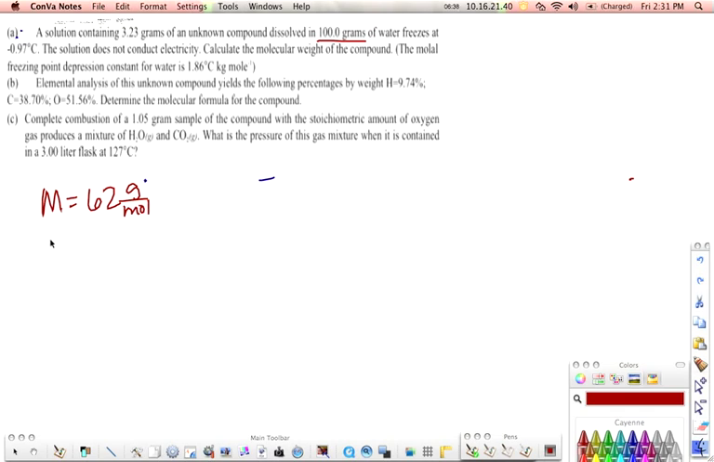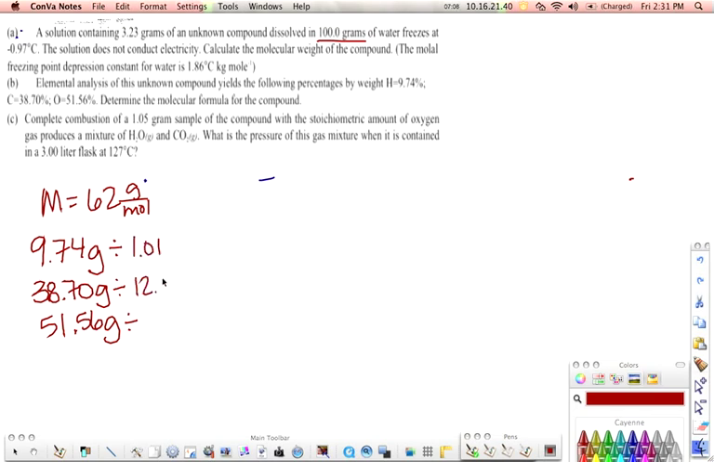Whenever you're given percentages, remember you just make your assumption that you have 100 grams of whatever substance you're dealing with. And so you take all of these percentages and you convert them to grams. So we say we have 9.74 grams of hydrogen, 38.7 grams of carbon, and 51.56 grams of oxygen. Divide each of them by their molar mass. So the molar mass of hydrogen is 1.01, carbon is 12.01, and oxygen is 16.00.